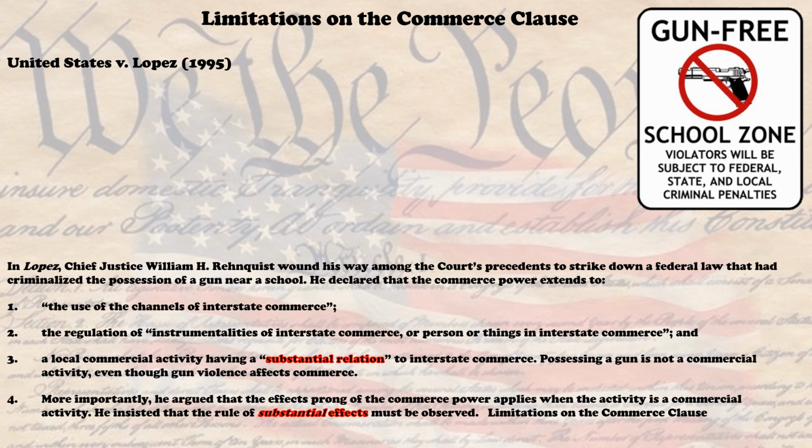Most importantly, he argued that the effects prong of the commerce power applied to activity that is a commercial activity. He insists that the rule of substantial effects must be observed, and that limits the Commerce Clause. If you cannot show a direct relationship between the activity and interstate commerce, the federal government cannot act. A local government can, but the federal government cannot act.